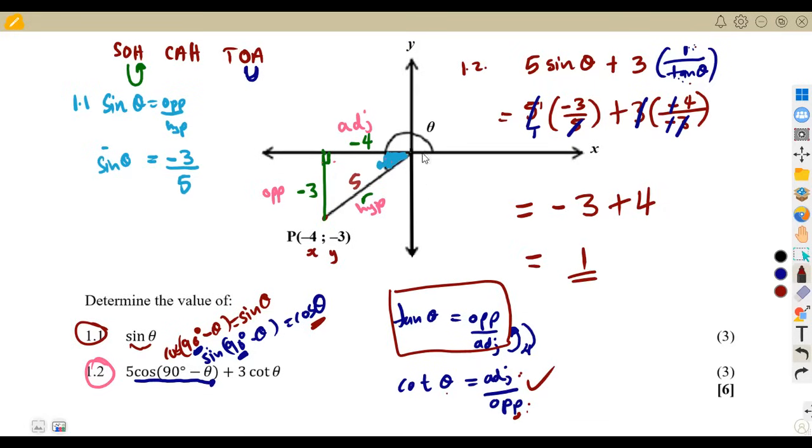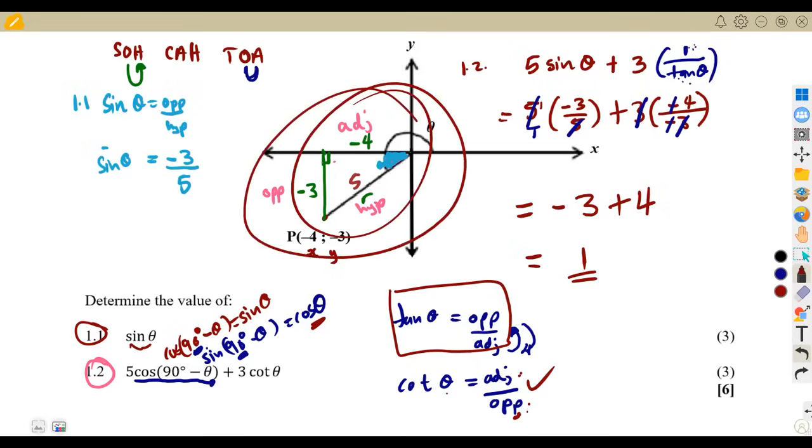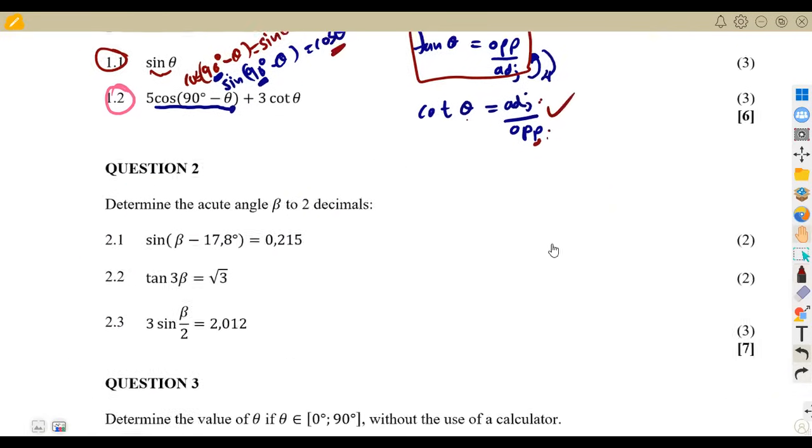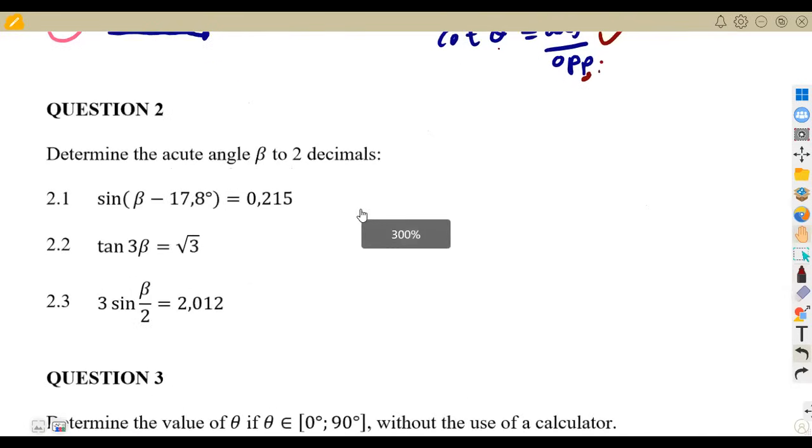So as long as your triangle has got everything, it's going to be easier for you to find whatever ratio you're given. All you just need is to manipulate your ratios in a proper way so that you can properly answer your question. So that was the first question.